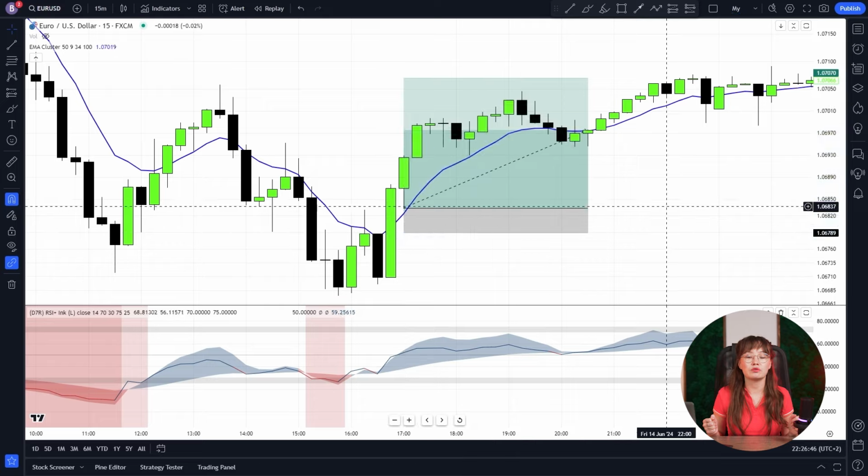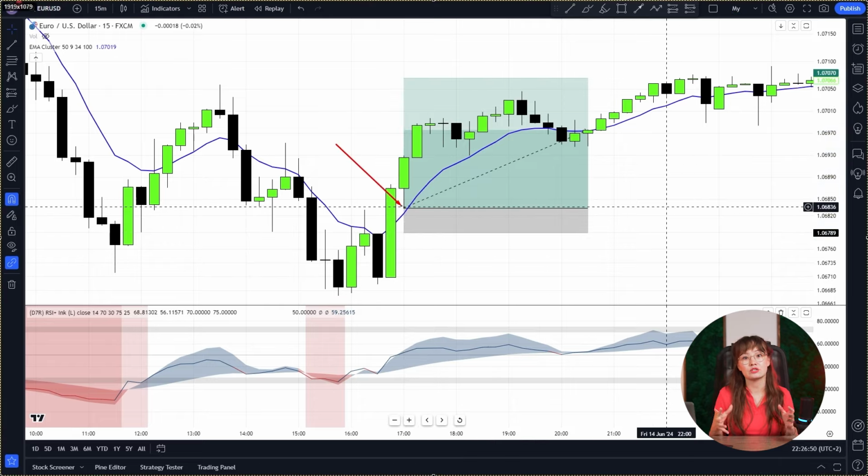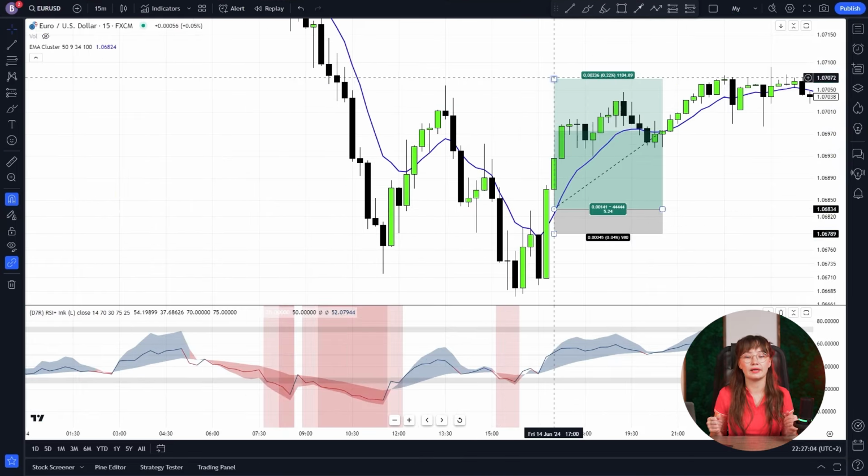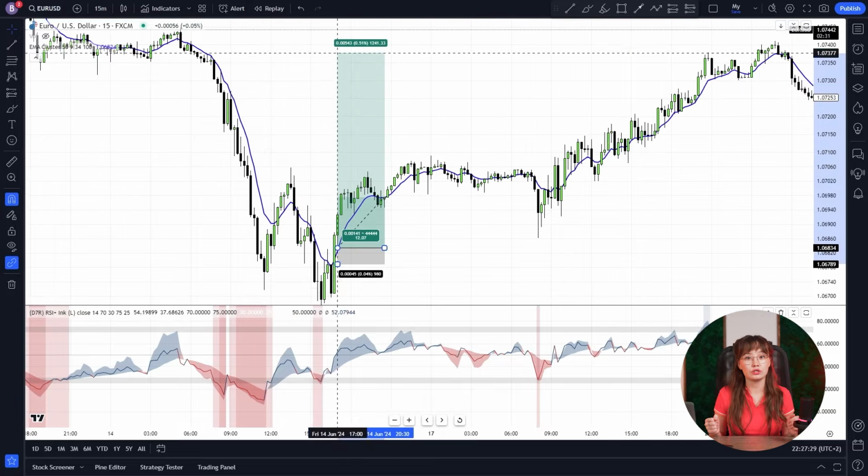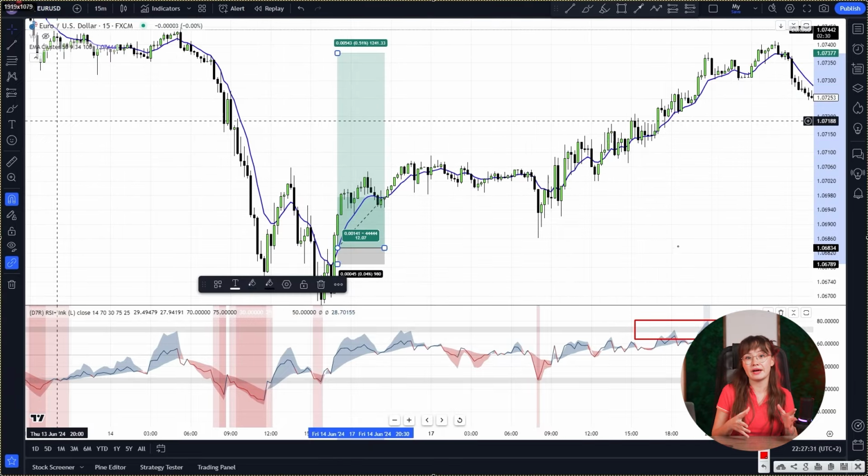If the entry was from the EMA indicator, the stop would be placed slightly below the line. The exit for trades in Forex using this strategy is when the RSI enters the overbought or oversold zone. This was the case for going long.